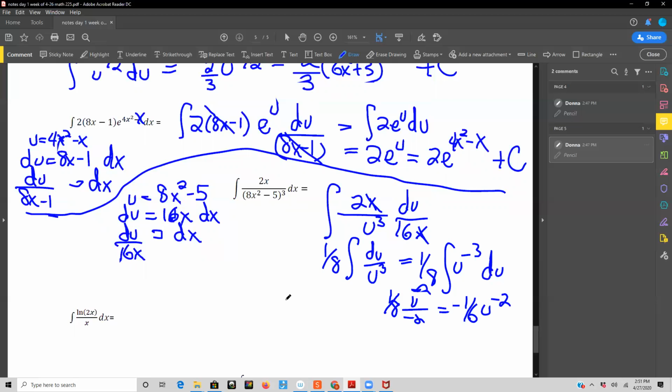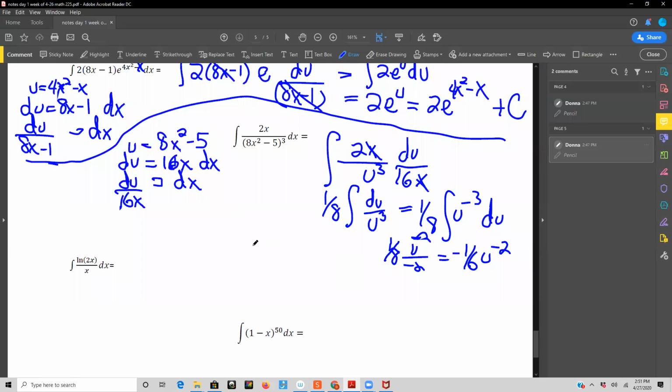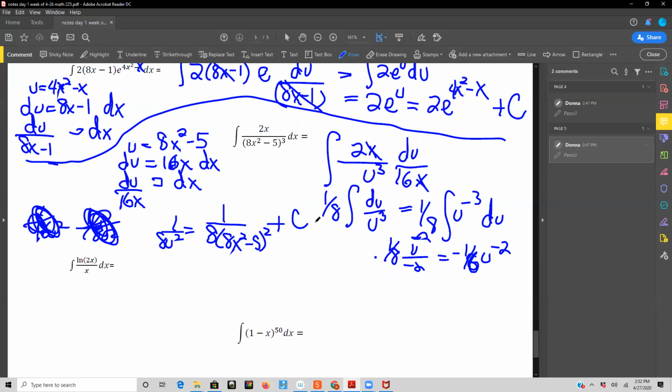If you'd like, you can put the u on the bottom. I'm running out of room, so we'll go over here. So it's 1 over 16 u squared. No, that's not right, it's negative 1 over 16. Let's just rewrite that: negative 1 over 16 u squared. But u is not u, it's 8x squared minus 5, so it's negative 1 over 16 times 8x squared minus 5 squared, plus a constant, okay?